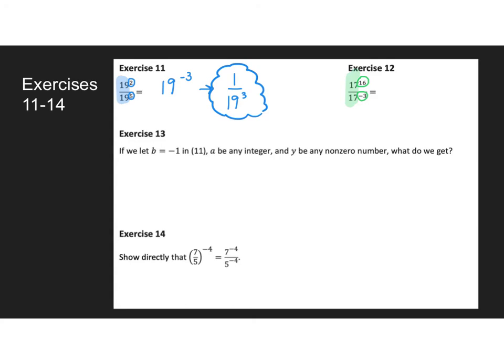All right, you should have found that your base stays the same, 17, and then we're doing 16 minus negative 3. 16 minus negative 3 is a double negative, and it changes to plus positive, which becomes 17 to the 19th power. So 17 to the 19th power is our answer here. Exercise 13. Go ahead and cross this one off. We're going to skip exercise 13.